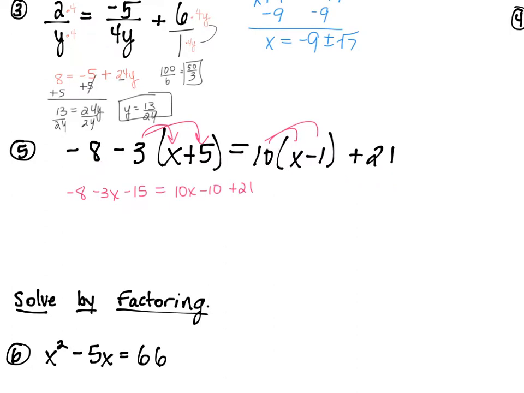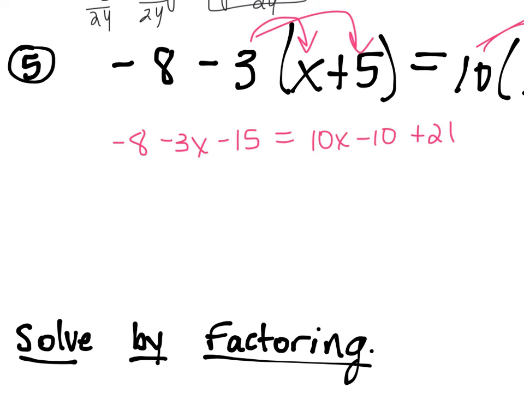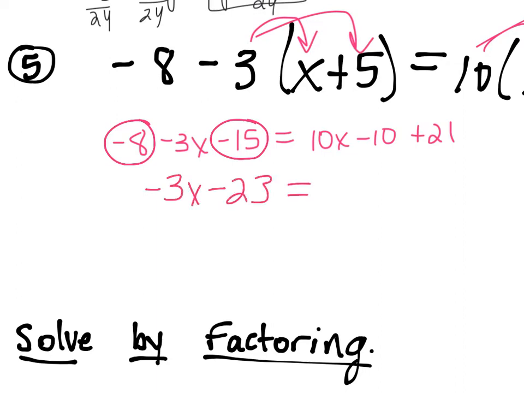Okay, so now that we have everything distributed, now we can combine like terms. On this left-hand side, what can I combine? Negative 8 and negative 15, which is what? Negative 23. Negative 3x minus 23. Could I have written the negative 23 first? Yeah, that's fine. So now over here I have 10x. What's a negative 10 and a positive 21? Plus 11. All right, now let's get x's on one side, numbers on the other.